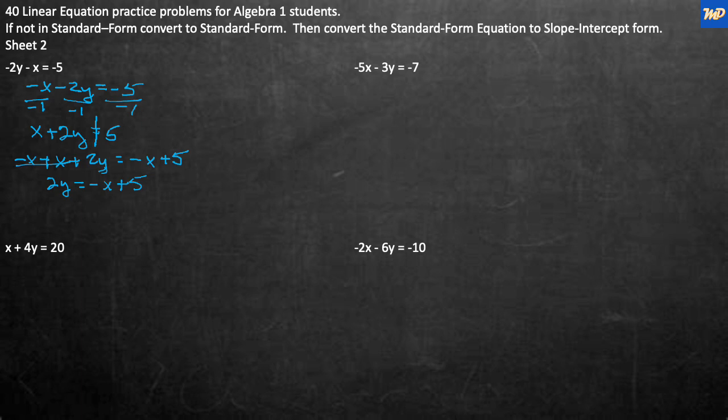We have to get rid of the 2 because we want the y by itself. So we're going to divide everything by 2. The 2's are going to cancel. We have y equals negative x over 2, minus x over 2, plus 5 halves, or 5 over 2. We can leave it just like that.